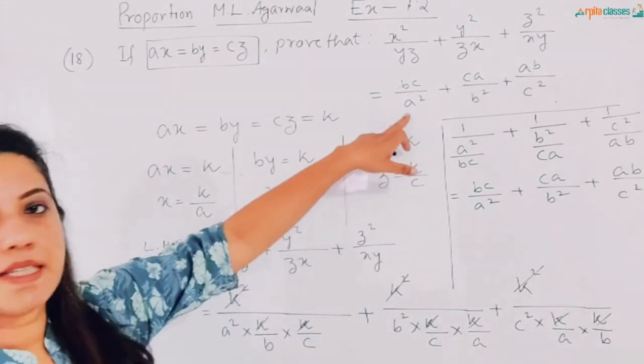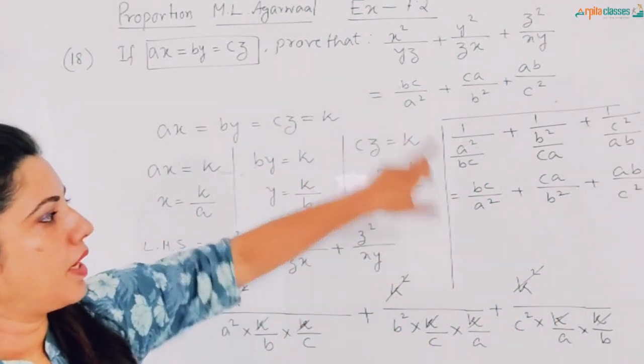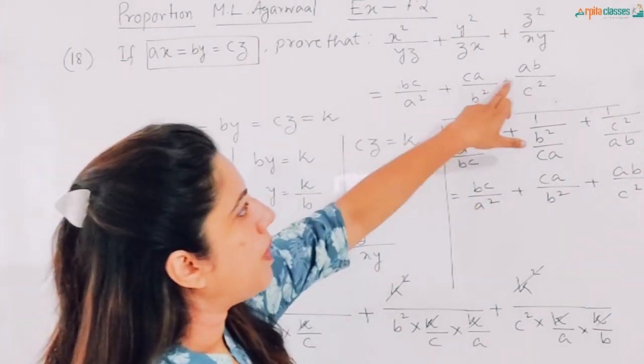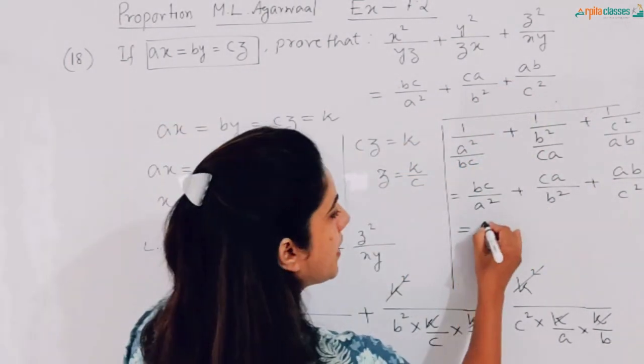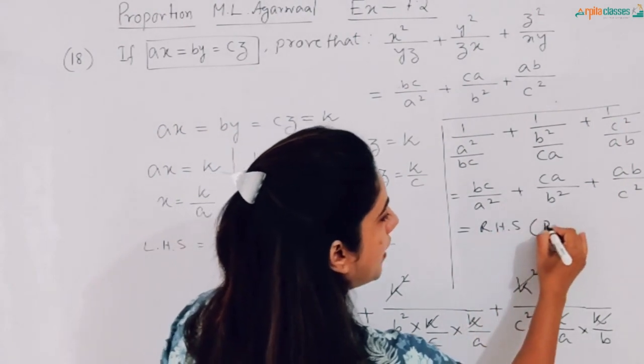Now if you look at the right hand side, we got it already. bc upon a square plus ca upon b square plus ab upon c square. So that is equal to the right hand side. Proved.